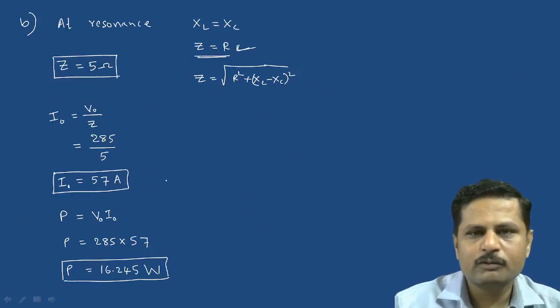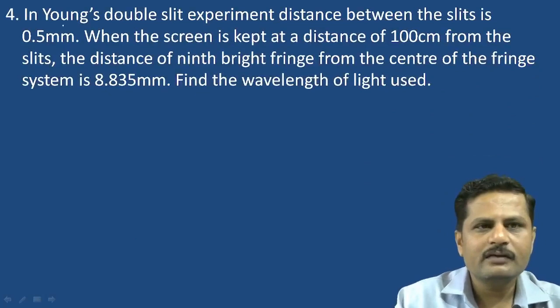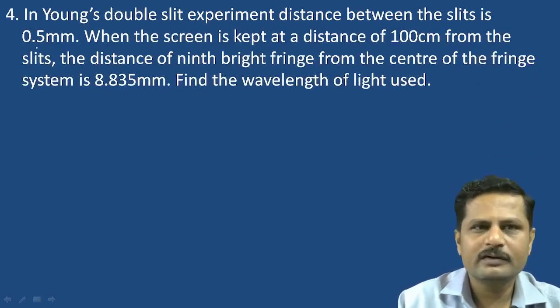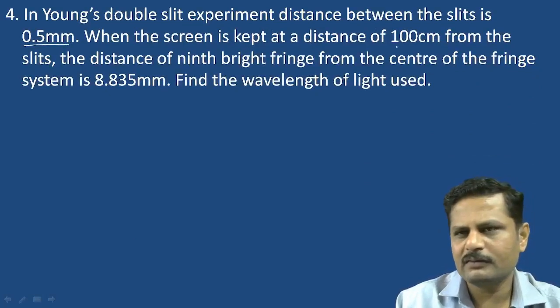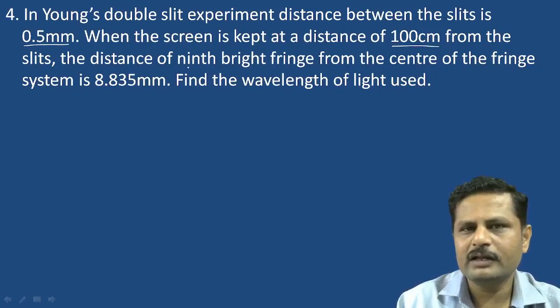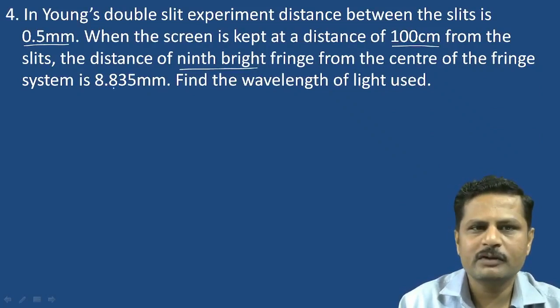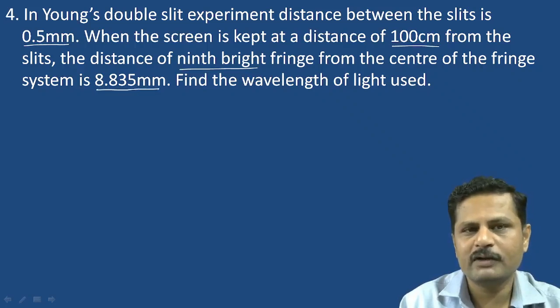Okay, so let's move to the next question. In Young's double slit experiment, distance between the slits is 0.5 millimeter. When the screen is kept at a distance of 100 centimeter from the slits, the distance of the ninth bright fringe from the center of the fringe system is 8.835 millimeter. Find the wavelength of the light used.